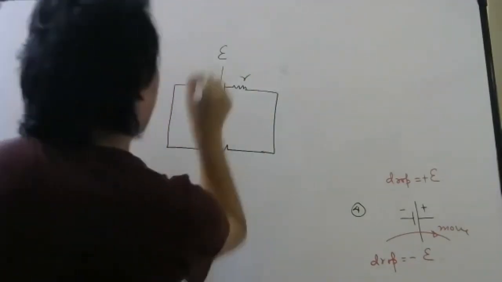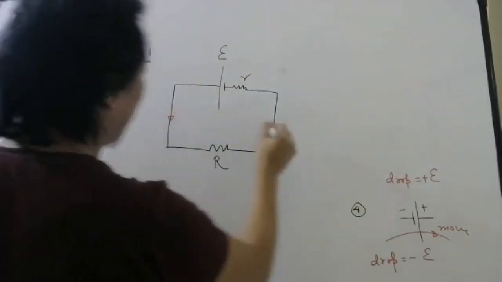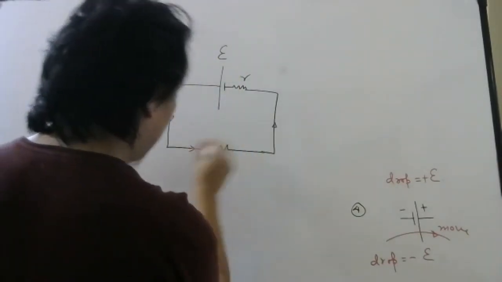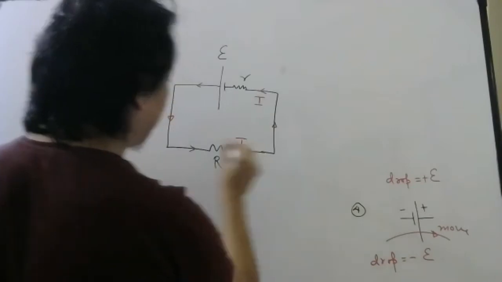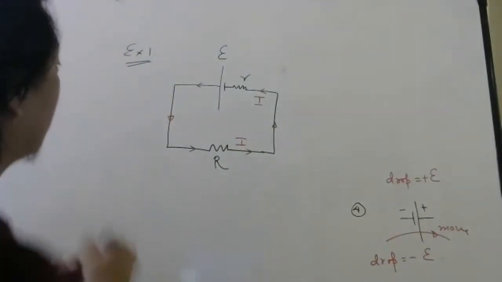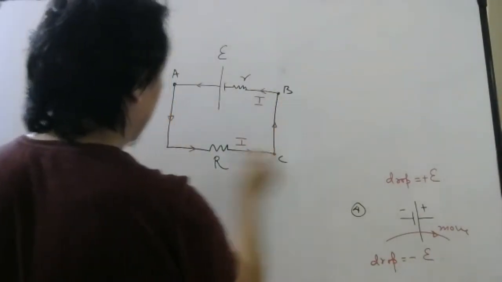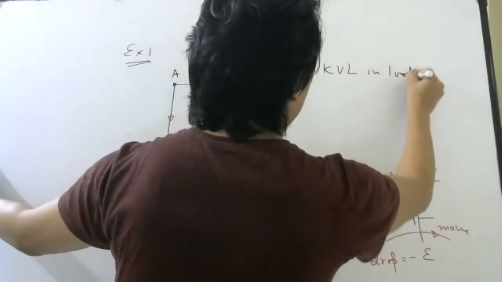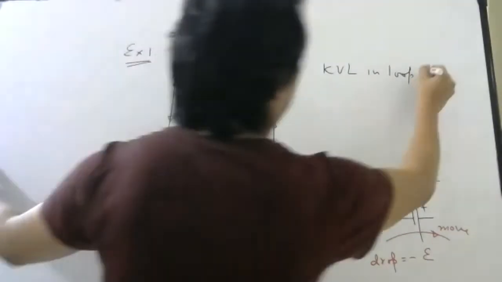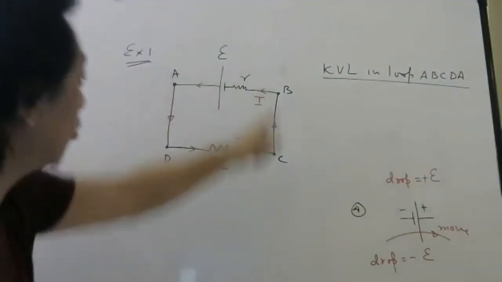So now you have to put current. You have to assign current. Which way? That you can decide. But if you have some idea, this is the positive terminal, so you know current should come this way. So current will flow in this resistor like this, in this resistor like this. Same current, right? Once you have assigned the current, then you start from one point A, B, C, D like that. Then you apply KVL in loop A, B, C, D, A. In this loop, we will apply.